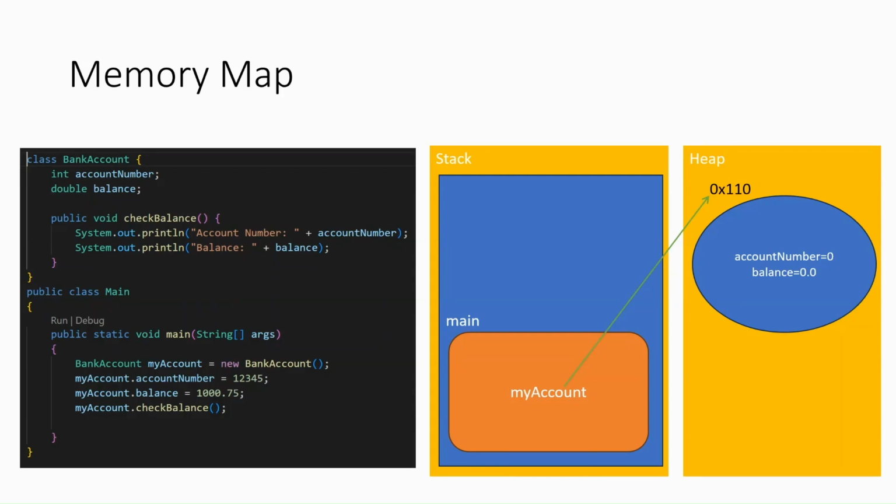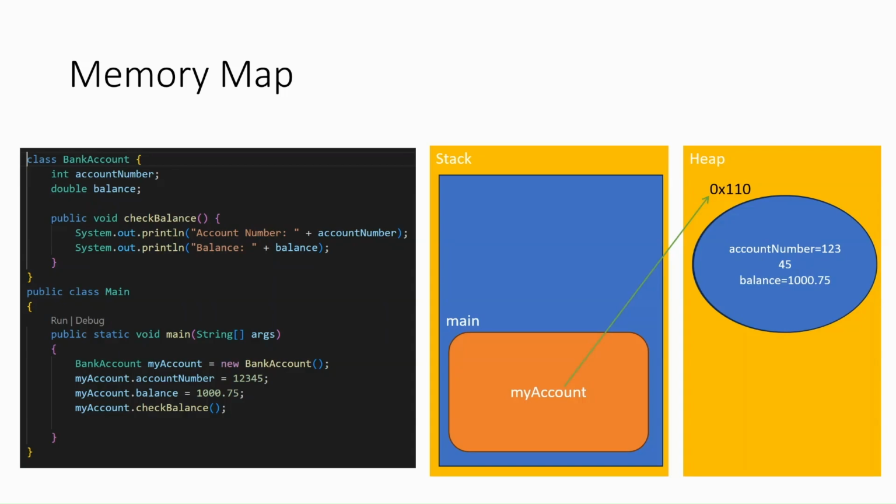Now, when the control comes to my account number is equal to 12345, here you can see that on the right hand side in the heap, the account number is changed to 12345. Now, when the control comes to my account.balance is equal to 1000.75, here you can see that the 1000.75 is updated in the heap memory location. Now, my account.check balance, it is invoking the check balance method of the bank account class.